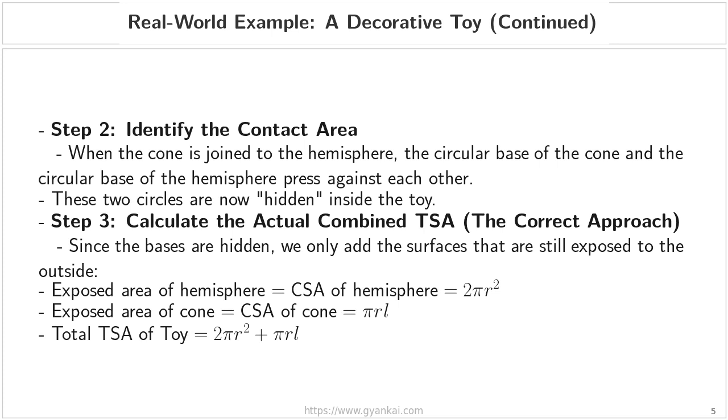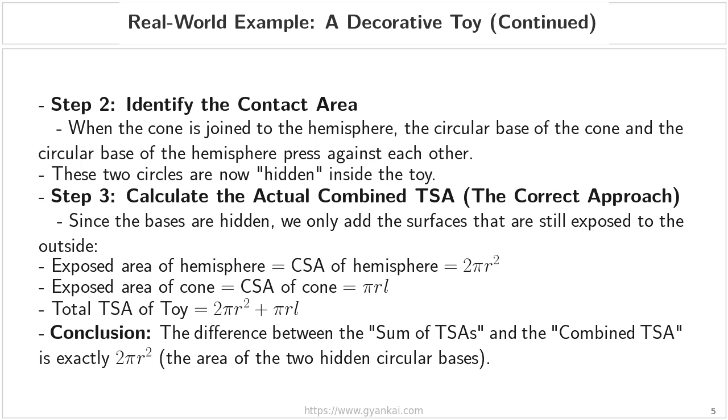This brings us to step 3, where we calculate the actual combined total surface area using the correct approach. Since those bases are no longer visible, we only sum the surfaces that remain exposed to the outside. For the hemisphere, we no longer use its total surface area. Instead, we only use its curved surface area, which is 2 pi r squared. For the cone, we similarly only use its curved surface area, which is pi r L. When we add these two exposed parts together, we get our total surface area for the toy, 2 pi r squared plus pi r L.